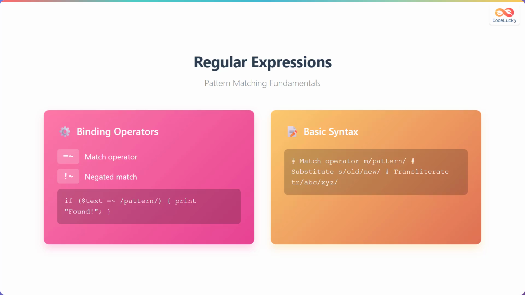The basic syntax of Perl regular expressions includes 3 main forms: the match operator using m/pattern/, the substitute operator using s/old/new/, and the transliterate operator using tr/abc/xyz/. These fundamental constructs form the foundation of all text processing operations in Perl.